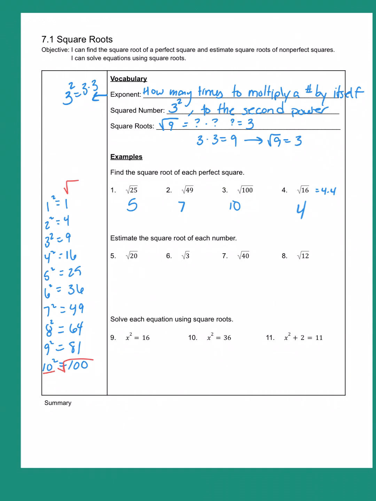So where would 20 fall? 20 would fall right in between 16 and 25 somewhere. That means that the square root of 20 would have to fall between 4 and 5. So we would say that we're estimating the square root of 20 will be between 4 and 5, because 20 is right between their squares. 3, I'm going to look at where 3 falls. 3 is right in between 1 and 4. So the square root of 3 has to be between 1 and 2.